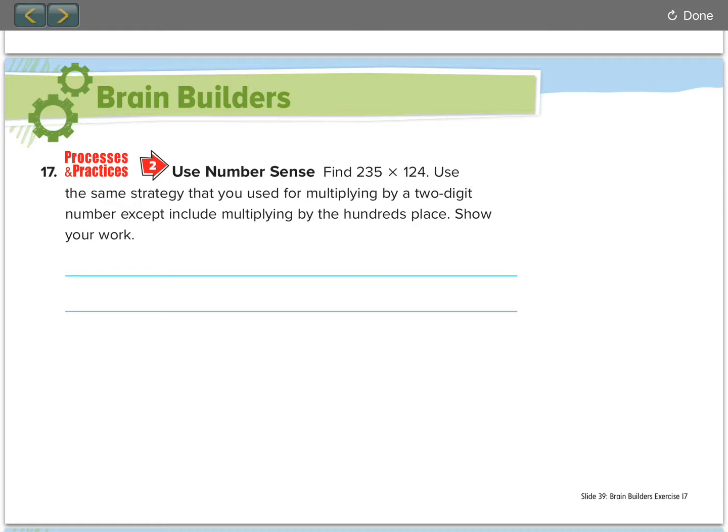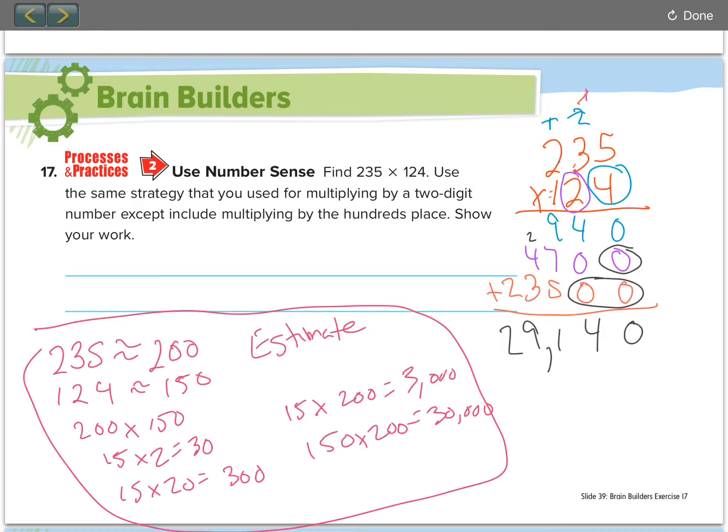Find 225 times 124. Use the same strategy that you used for multiplying by a 2-digit number, except include multiplying by the hundreds place. Show your work. Okay, if you got this one right, great job. If you didn't, follow the steps and see where you made your mistake.